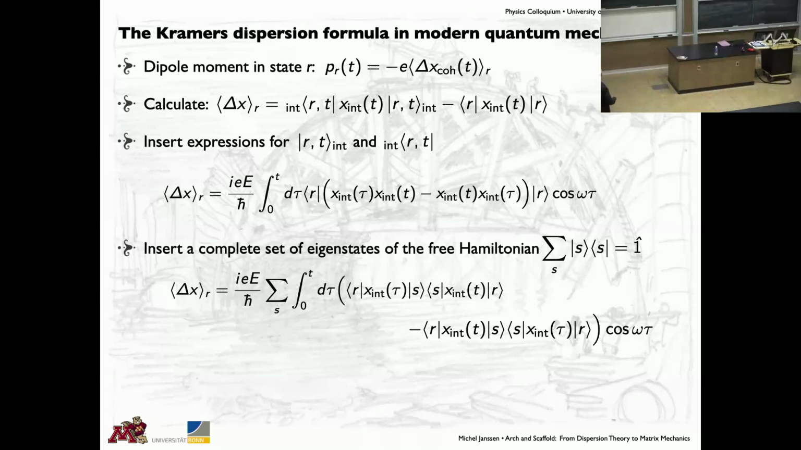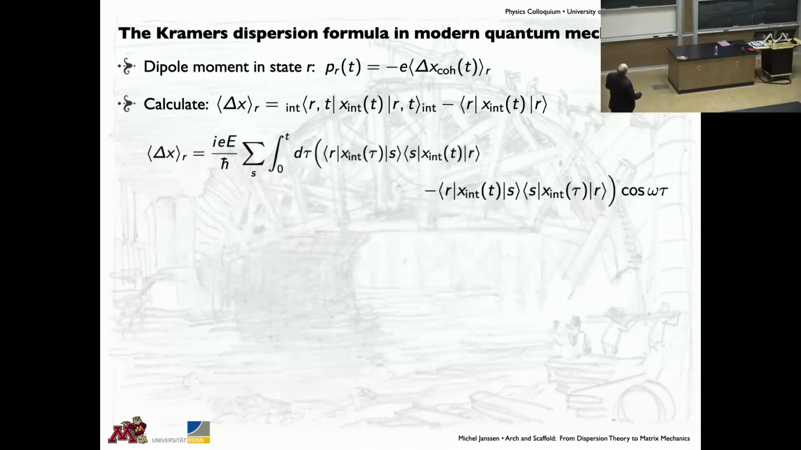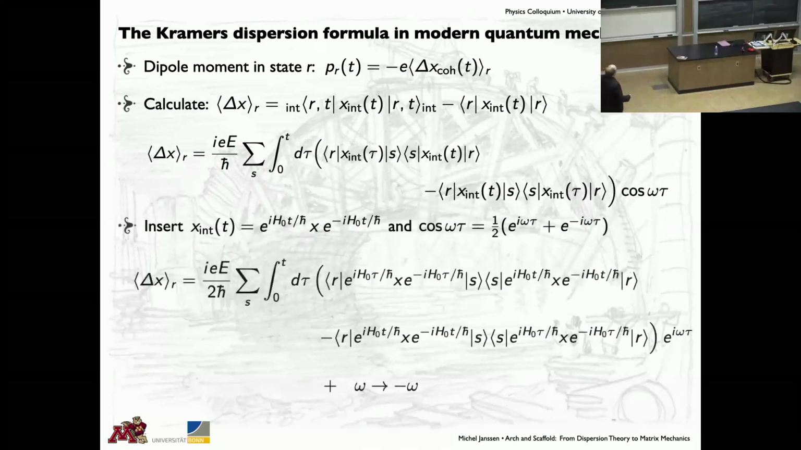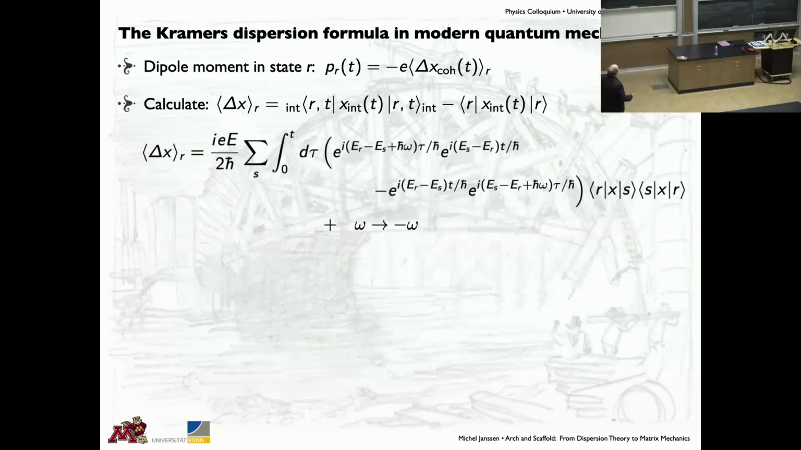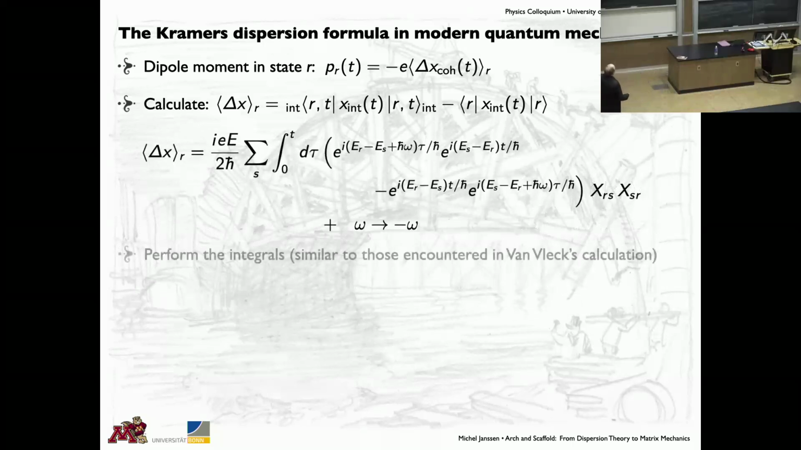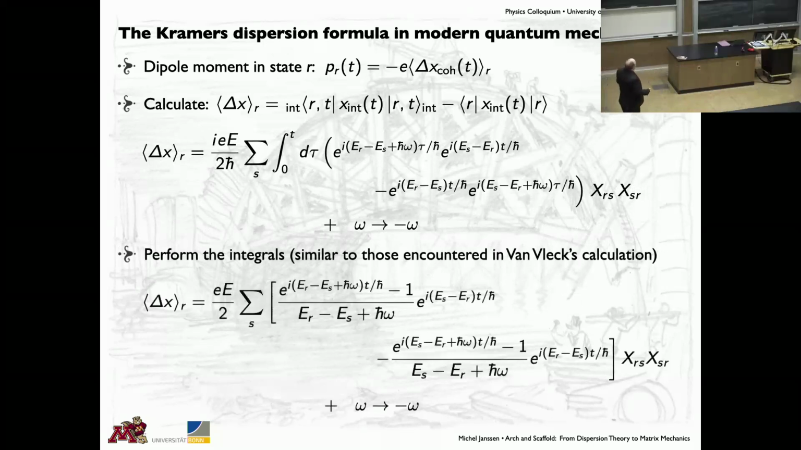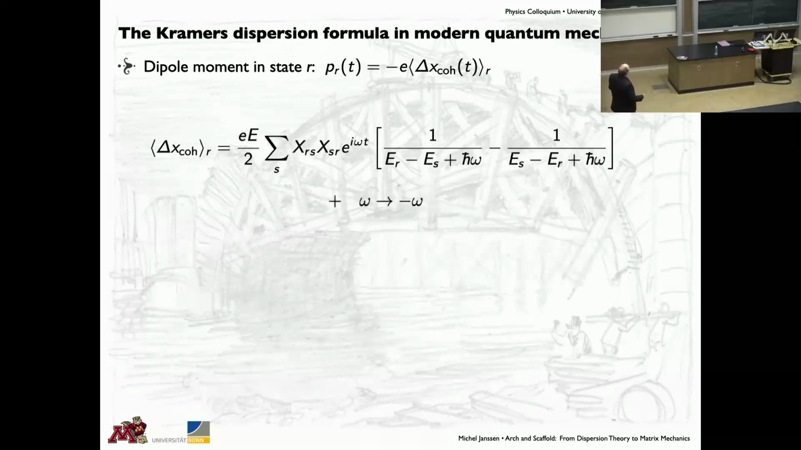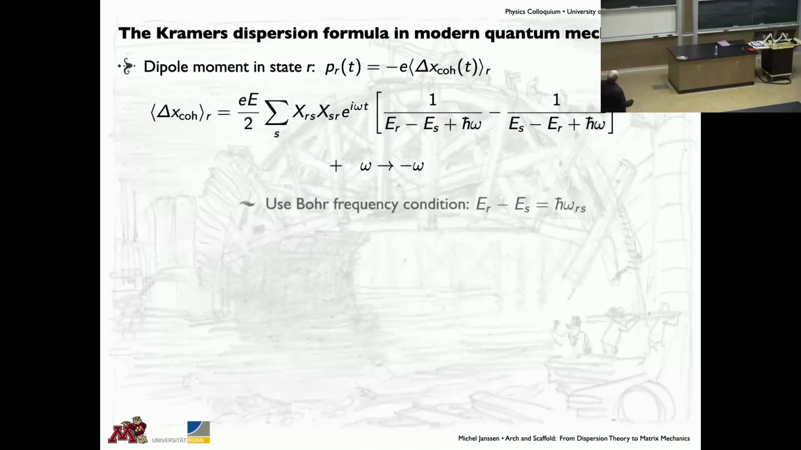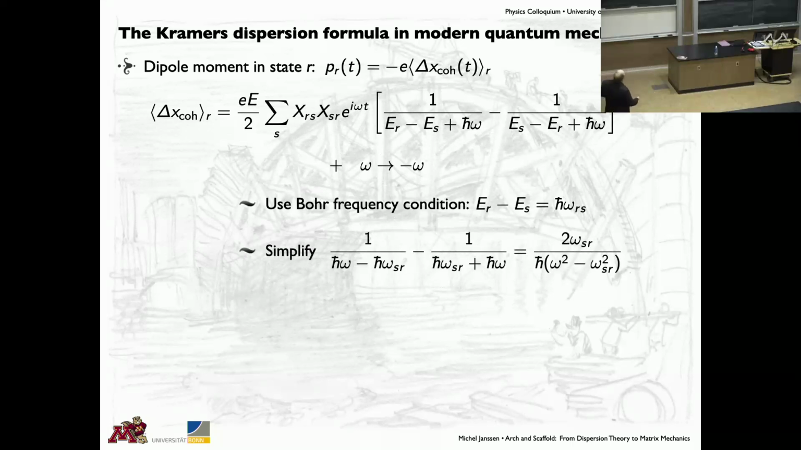So you insert a complete set of states. You plow through this. Again, it gets worse before it gets better, but trust me. You work this out and perform integrals very similar to the ones you did before. Once again, you focus only on the coherent part, so a lot of this disappears, and now you use a few insights. First of all, when you see this difference here, that is the Bohr frequency condition. So you get this, and you can simplify it a bit.